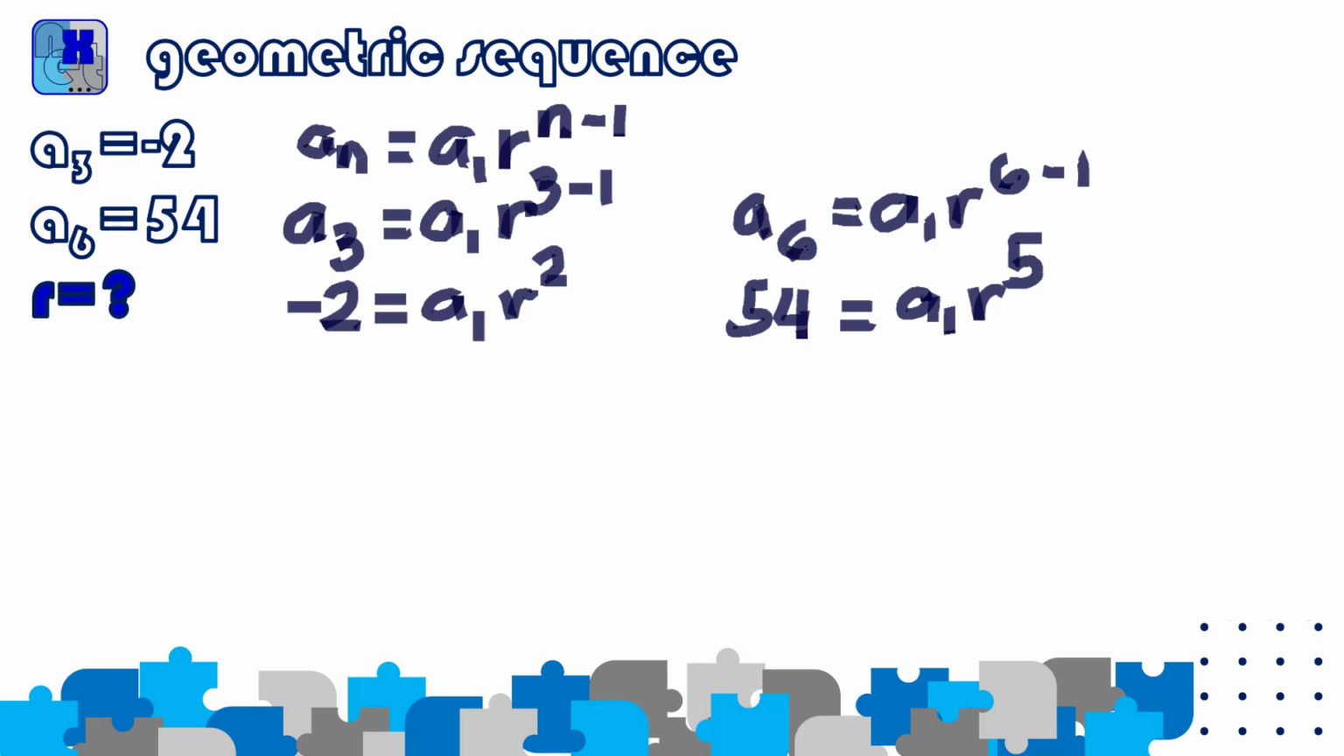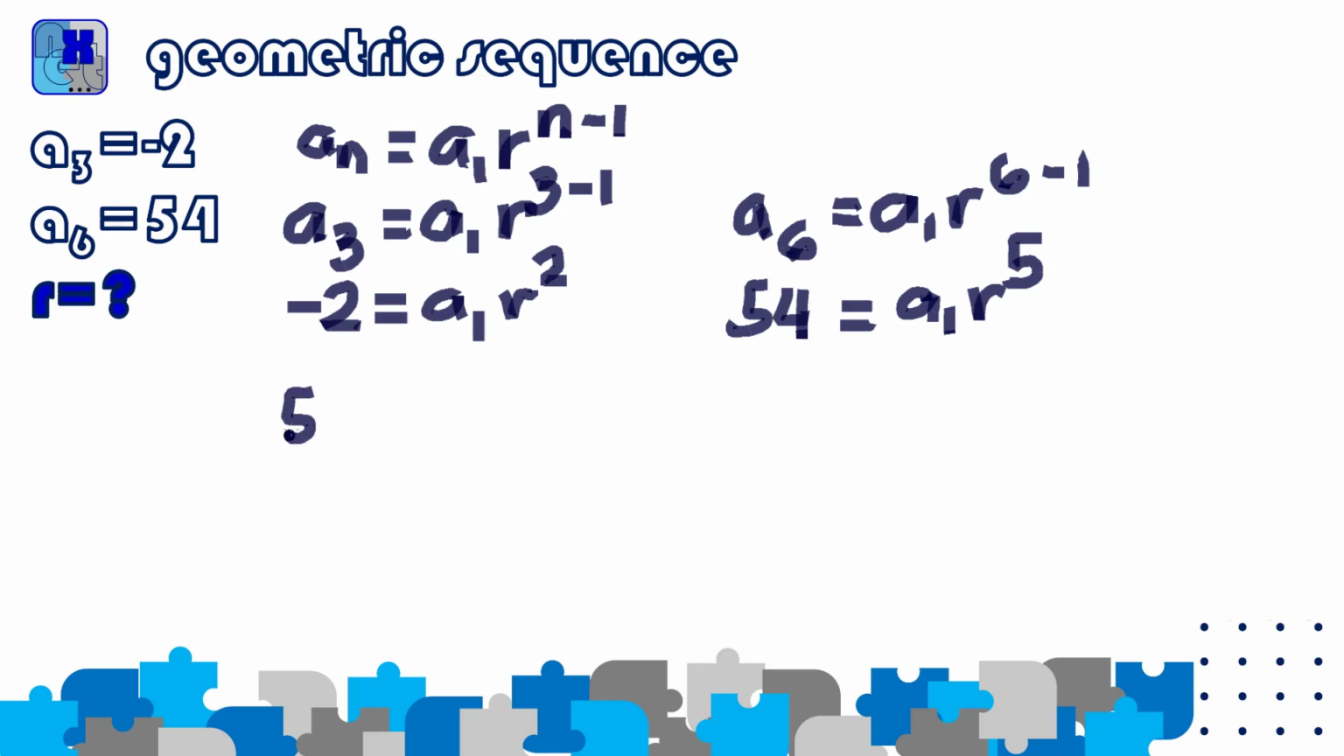But what if we're going to take the ratio of 54 and -2, meaning the ratio of a sub 6 to a sub 3? Why do we use the quotient or the ratio here? Because for a geometric sequence, the common ratio is the result when we divide two successive terms. But here, even though a sub 3 and a sub 6 are not successive terms, we can still use that concept.